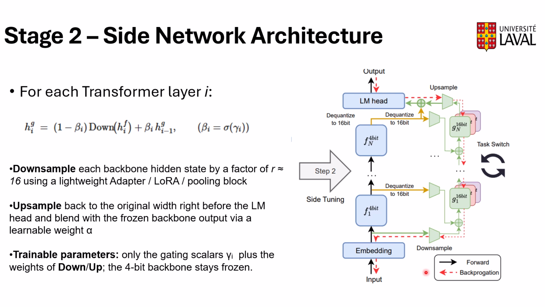After passing through a small side layer, the hidden state is upsampled back to match the original dimensions before reaching the LM head. Only the gating scalars gamma and the weights of the down and up projections are trainable. The 4-bit backbone remains completely frozen, with no gradients flowing through it. As you can see in the diagram, the green path represents the side network where gradients propagate, while the frozen blue backbone is only used for forward computations.